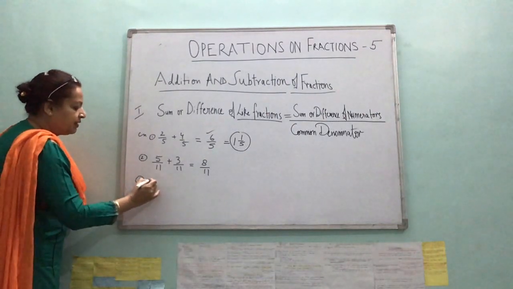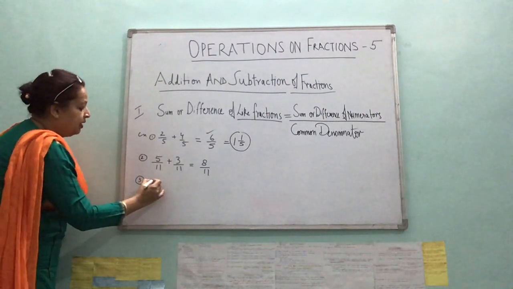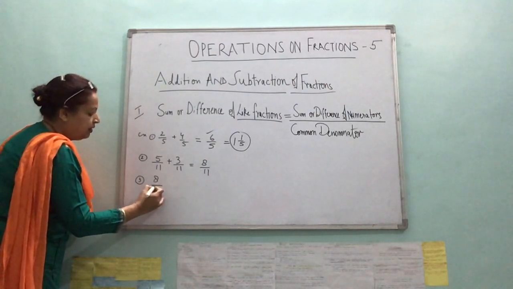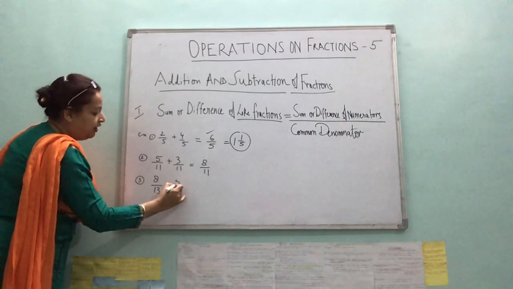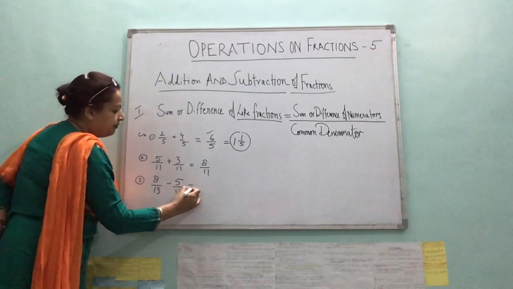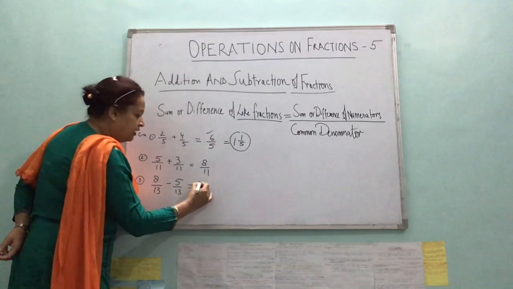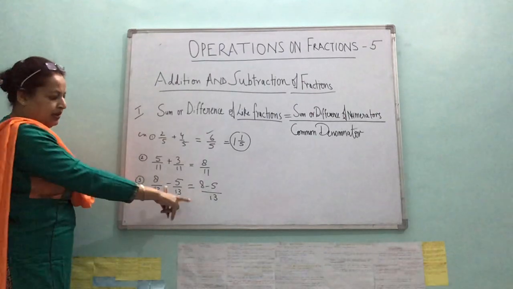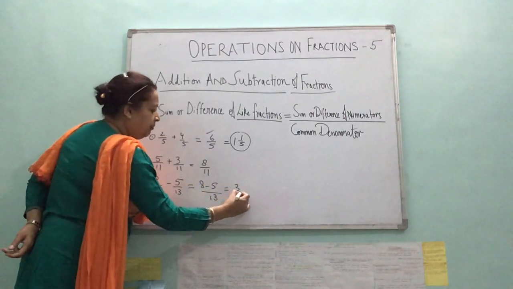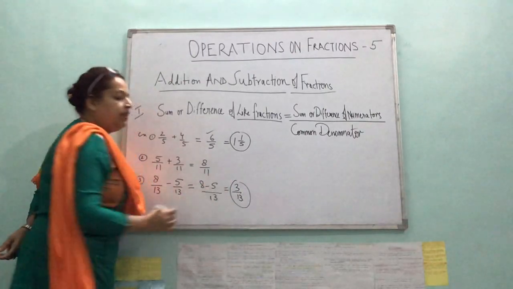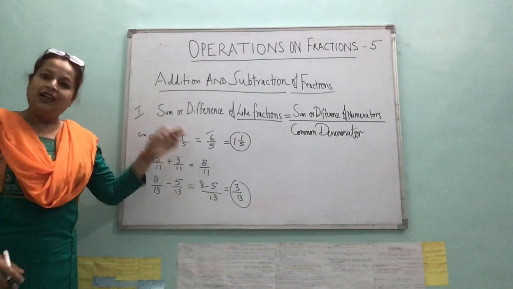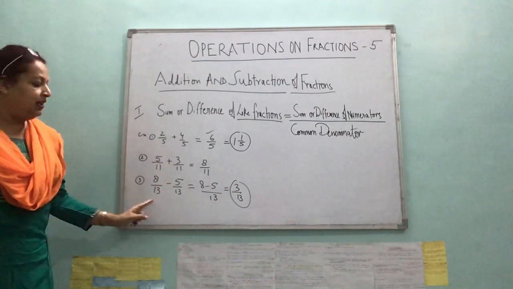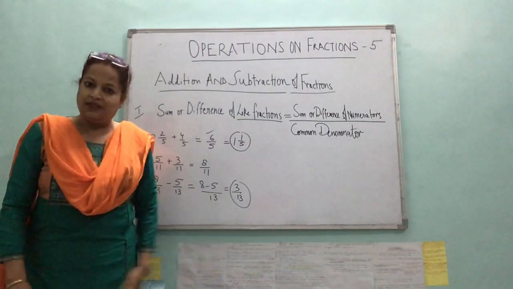Let's take some difference, like fractions only. Say 8 by 13 minus 5 by 13. So we just find the difference of numerators upon the common denominator 13. 8 minus 5, 3 by 13. So if they are like fractions, we just find the sum or the difference of the numerators upon the common denominator.